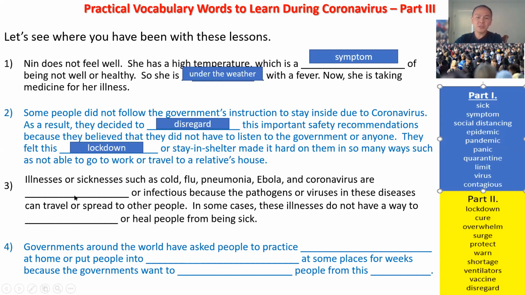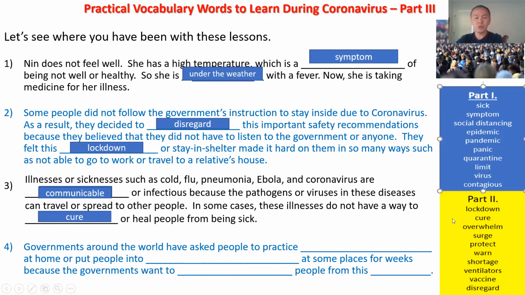What can you put for here? Coronavirus are infectious. Infectious means they can travel or they spread. If you say contagious, congratulations. Heal. Which word from here means to heal? Okay, now, let me go back. Contagious means communicable, something that can communicate, that can travel, okay? So the next one is cure.